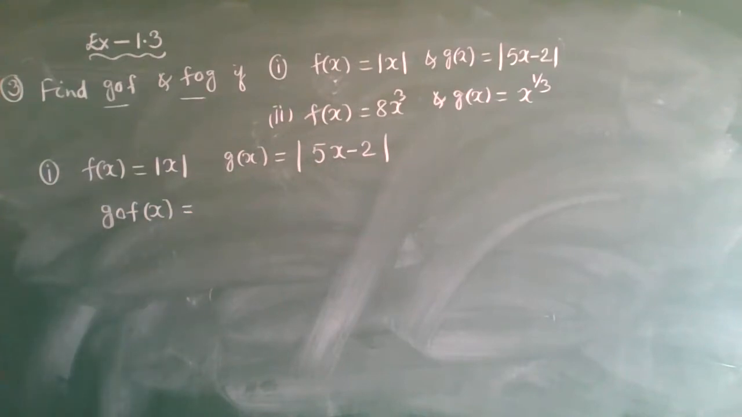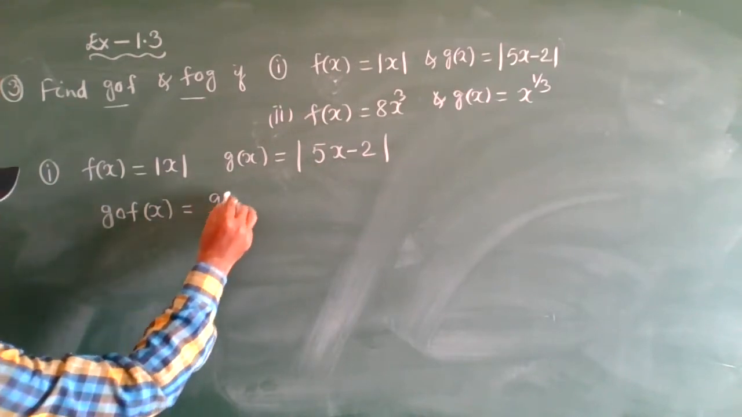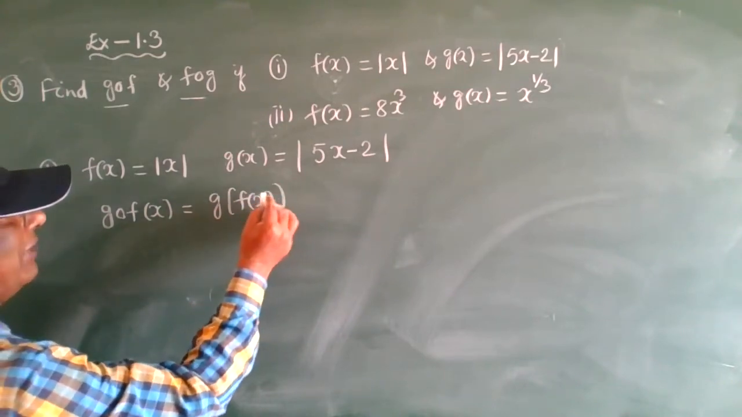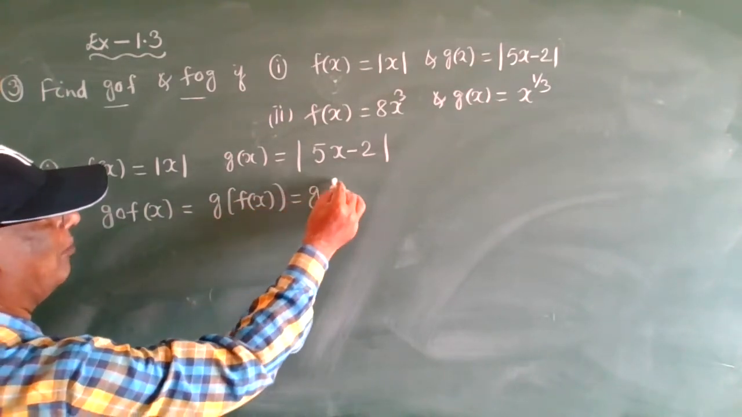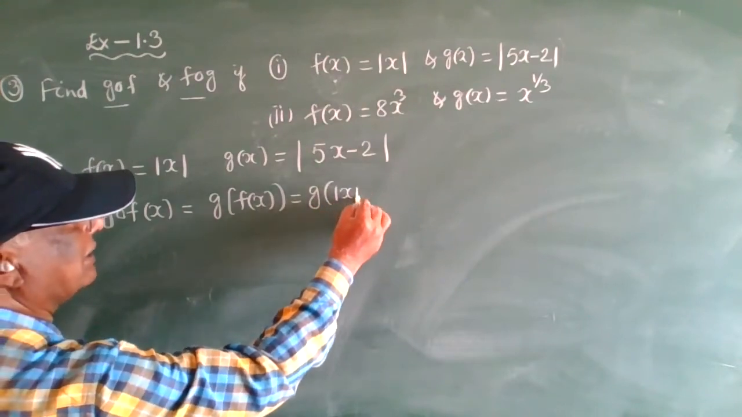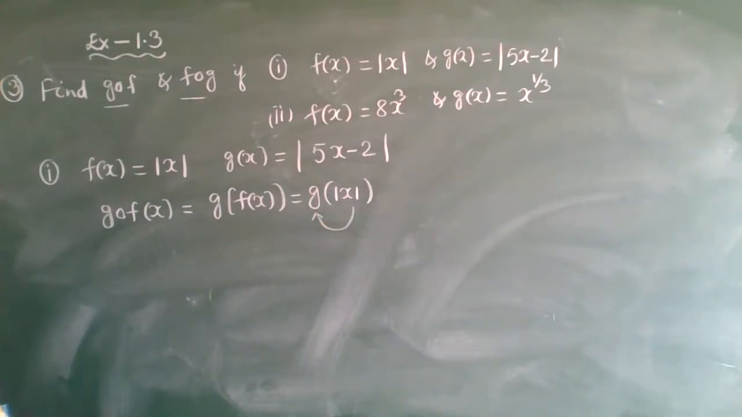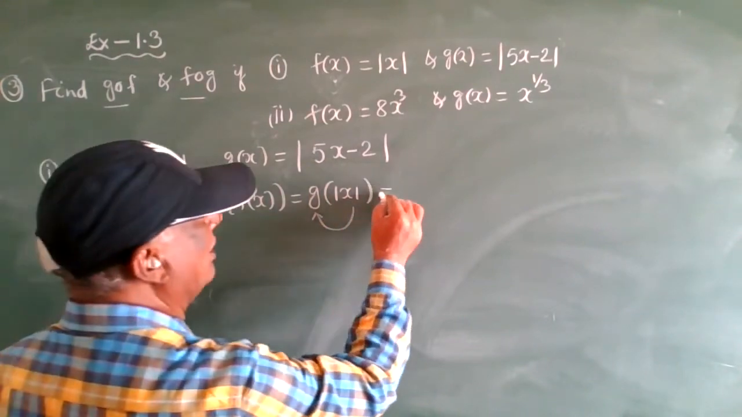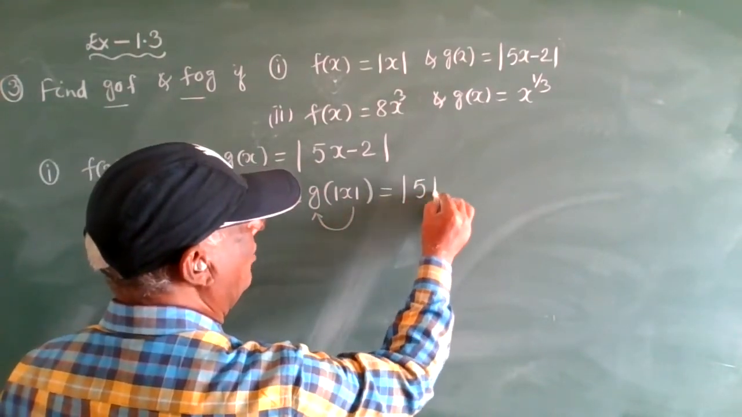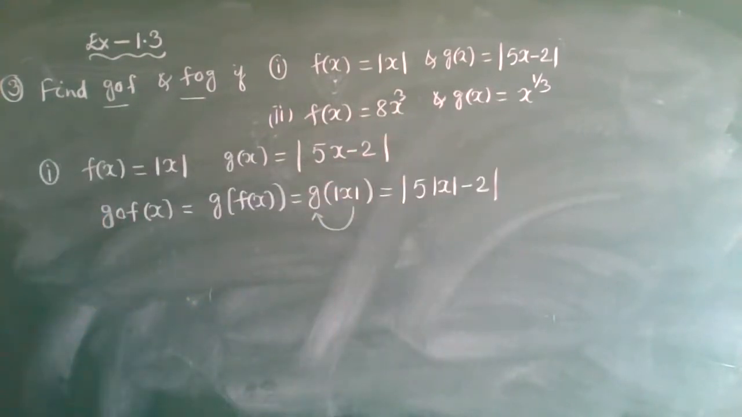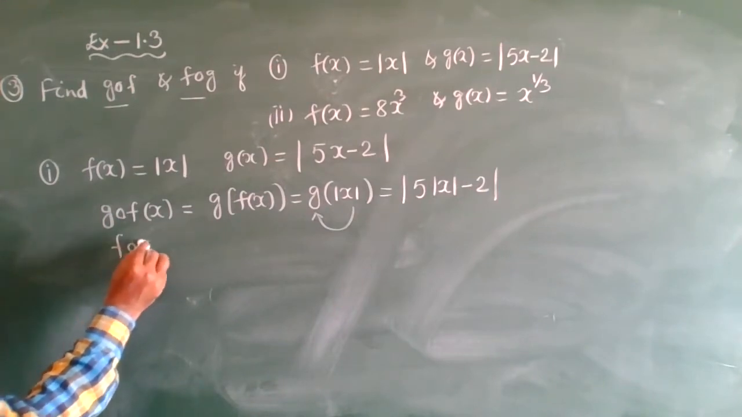g circle f is g of f of x. What is the f of x value? It is modulus of x. This modulus x we substitute in g in place of x. Modulus of 5 modulus of x minus 2 is the answer. That's right.